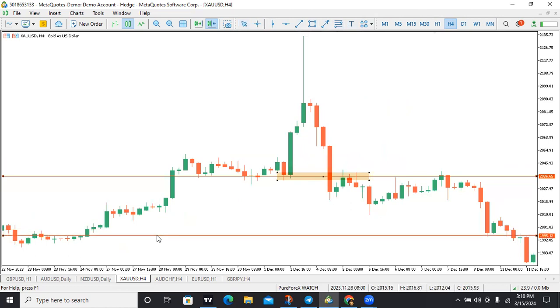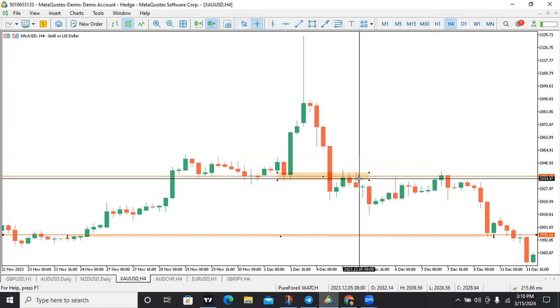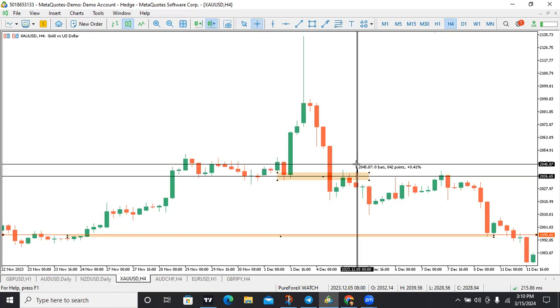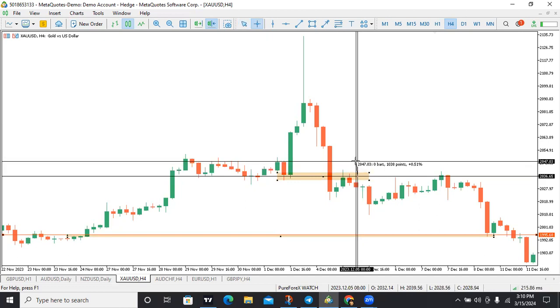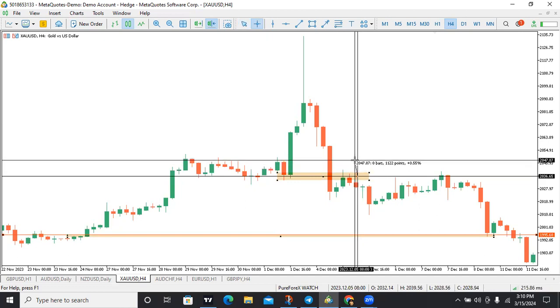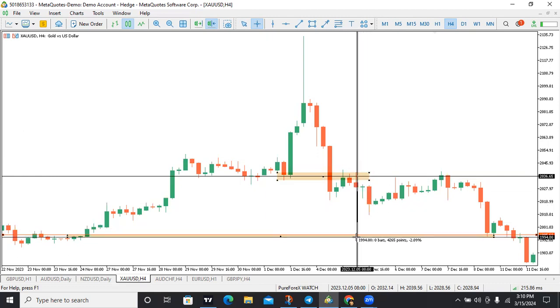We want to take our profit here at this point, guys. So let me remove this line. Let's say we want to take our profit here at this point. So we are risking 83 pips. Let's say we are risking a bit more. We are risking 112 pips to get 400 pips.